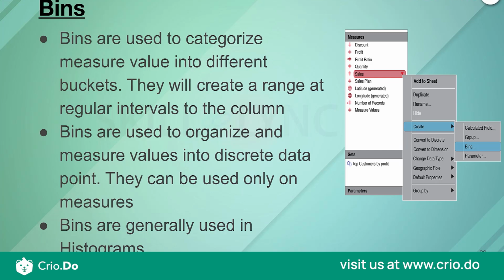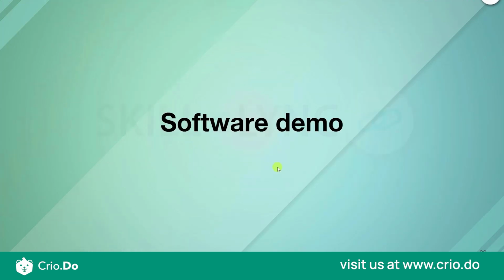Okay, histograms look like a curve kind of visualization, and bins are mostly used in histograms. If you see in your quick visualizations tab, you will see a histogram over there and how it looks. Let's quickly go back to our tool and see how these two are performed inside our tool.